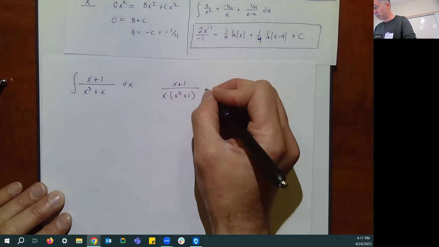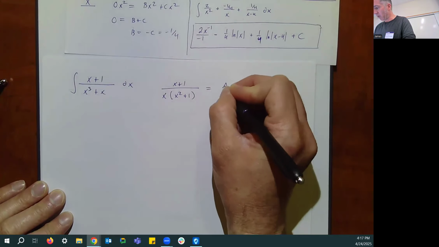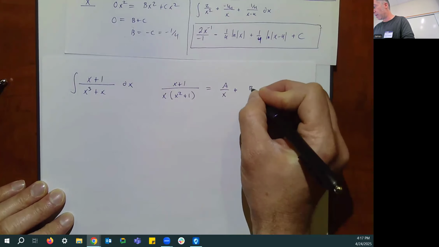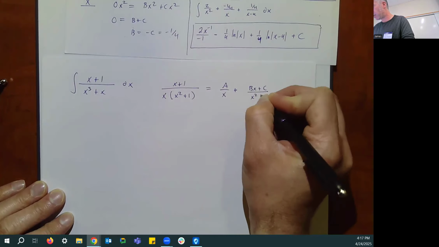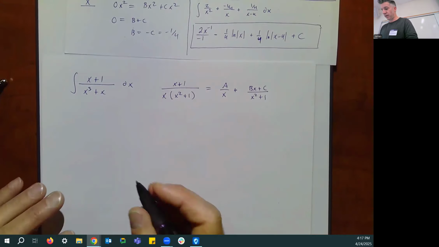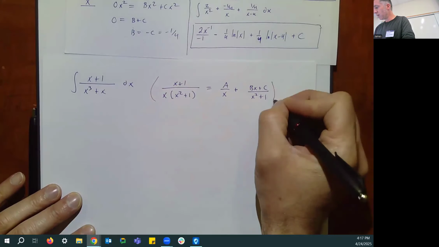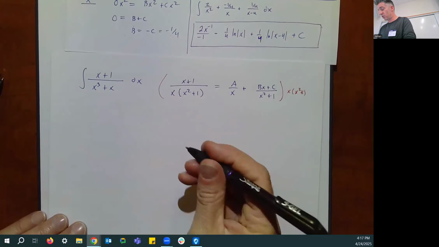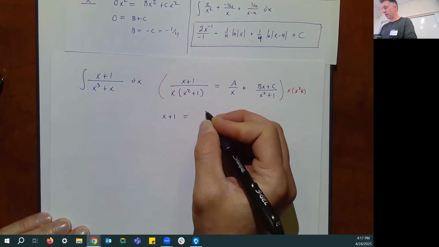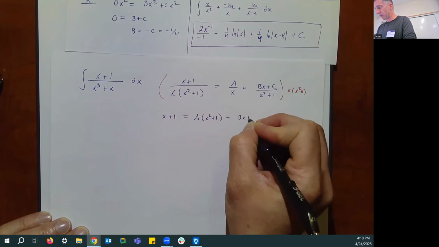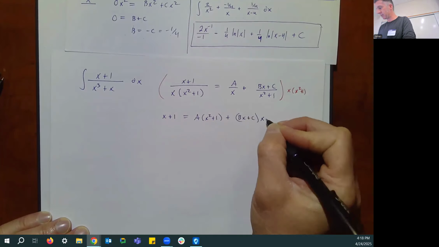So my partial fraction decomposition is going to look like a over x plus, for this irreducible quadratic factor, bx plus c over x squared plus 1. So now we're going to multiply both sides by the common denominator like we do every time. On the left-hand side, I'm just going to get the numerator, x plus 1. On the right-hand side, I get a times x squared plus 1 plus bx plus c times x.